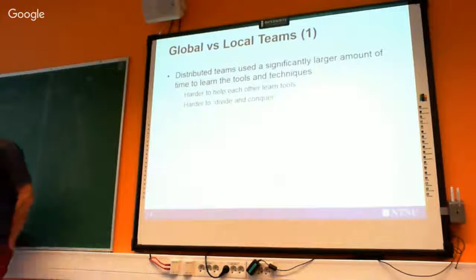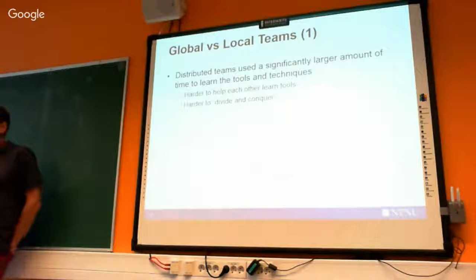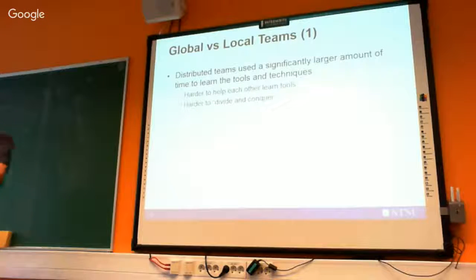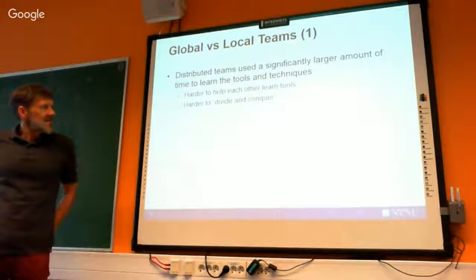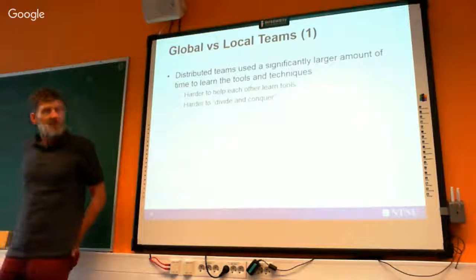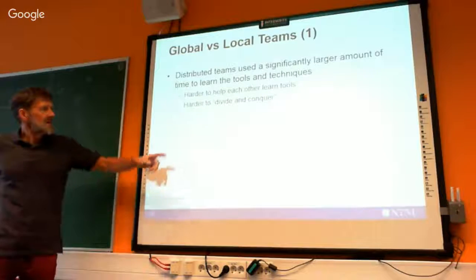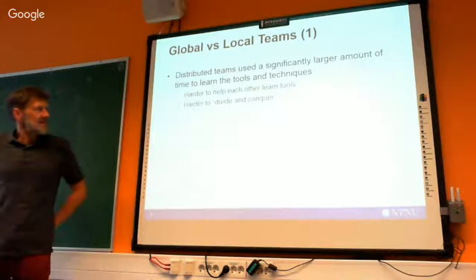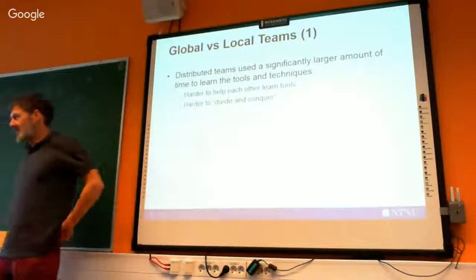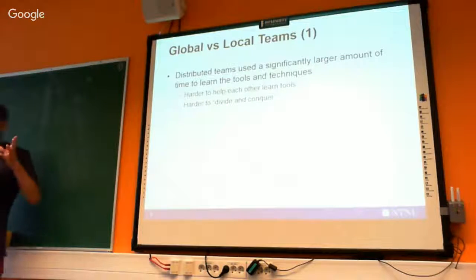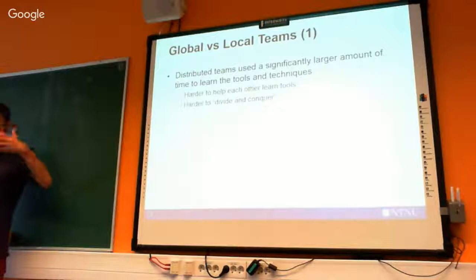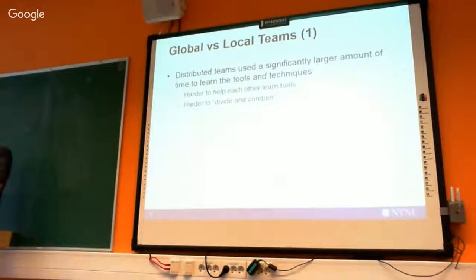So we had the ability to observe the one global team with the local teams at the same time. And what we found is that the global or distributed teams needed to spend more time to learn the tools and techniques. As I was saying, it was harder to help, and the consequences of divide and conquer were harder, because divide and conquer is easy, but when you try to coordinate, when you try to combine and merge the pieces, it was much harder.